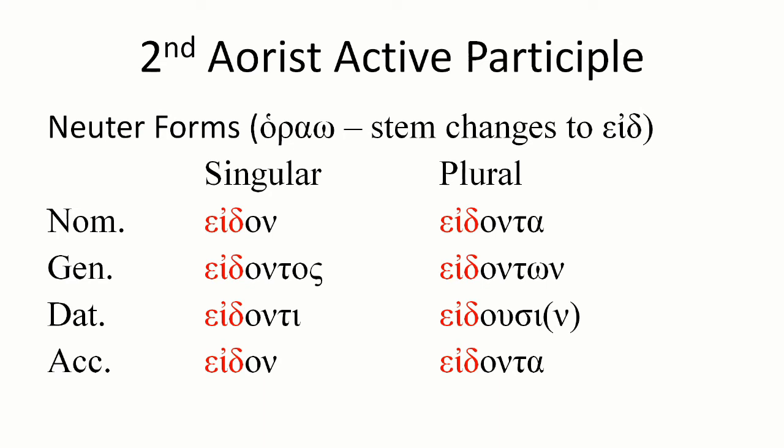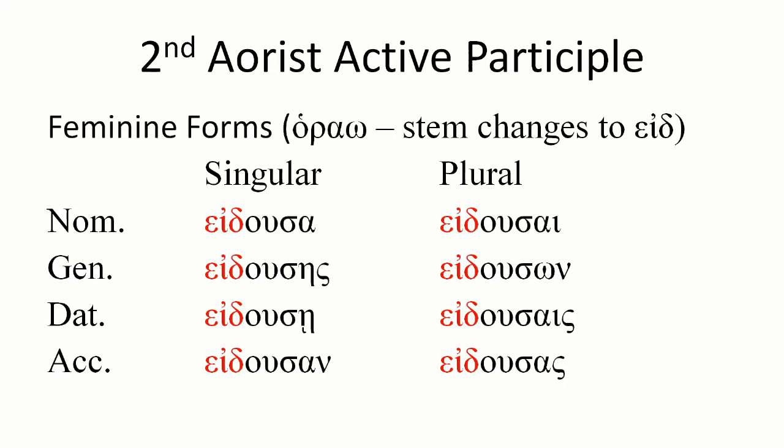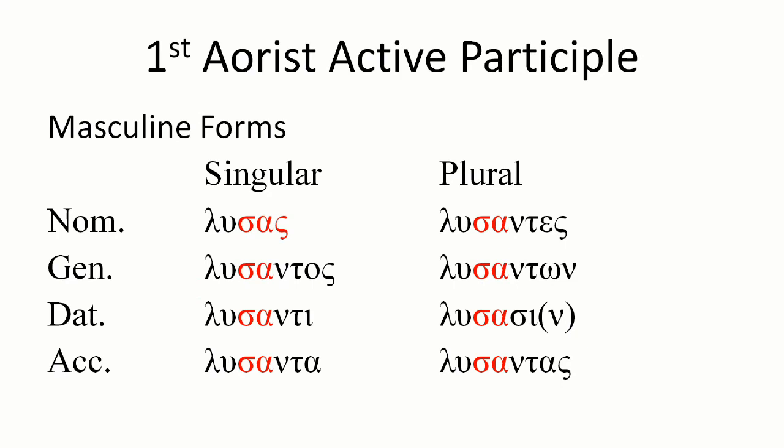Moving over to your neuter forms, again, if you've had the chance to memorize the present active, these endings should look very easy, idon, idontos, idonti, idon, and then your plurals. And then moving on to your feminines, again, stem change, other than that, endings are the same as your present active. And again, there you see the alpha, eta vowel change in the ending there because of the sigmas. So there is your second aorist active. Again, endings same as the present, so you should have those present memorized.